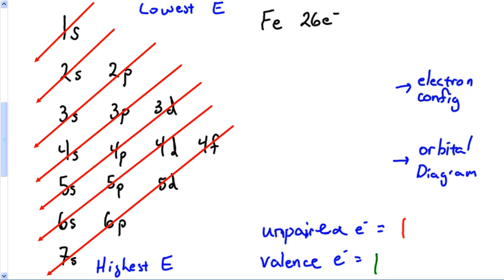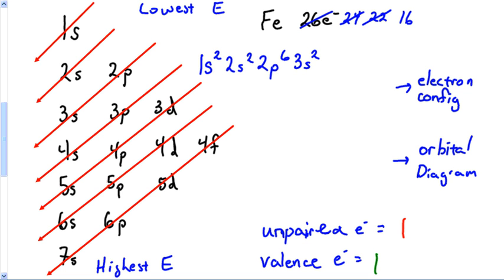So here we go. You ready? I'm going to need a little more room, so I'm going to start here. Iron: start with 1s, which holds 2, and that leaves you with 24. Next is 2s. 2s can also hold 2, which leaves us with 22. After 2s is 2p. 2p can hold 6, which leaves us with 16. After 2p was 3s. A 3s can hold 2, and that leaves us 14. After 3s comes 3p.